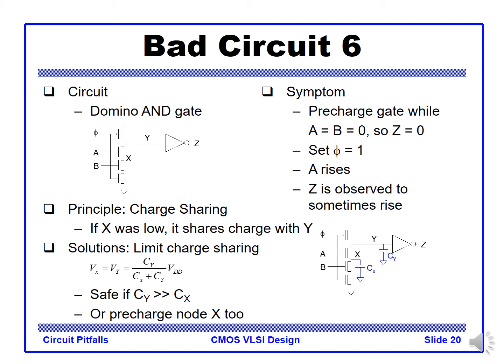We remove the charge sharing by having a very small parasitic CX compared to CY. So safely, CY must be much larger than CX. Another way is to precharge that X node to VDD, with another device driven by phi. While we are precharging Y, we also precharge X to VDD as well, right?